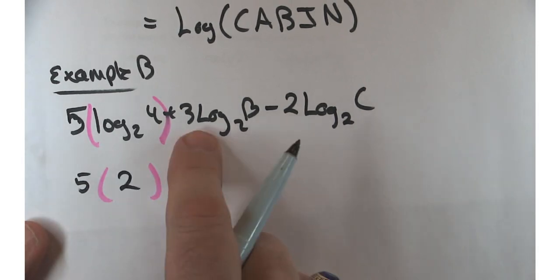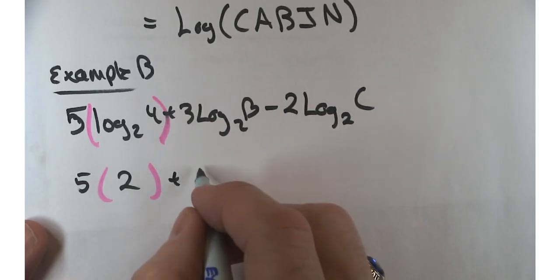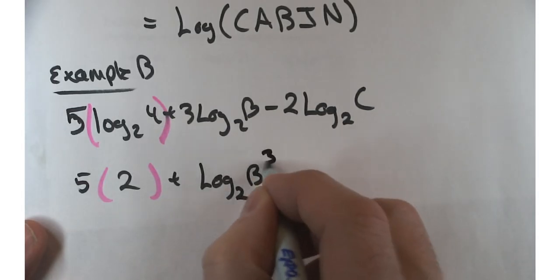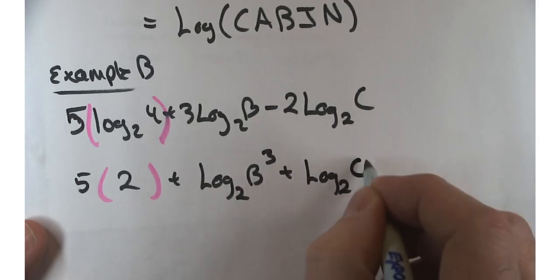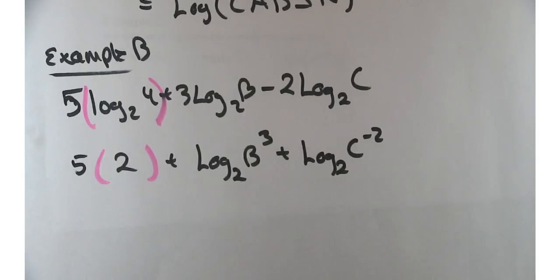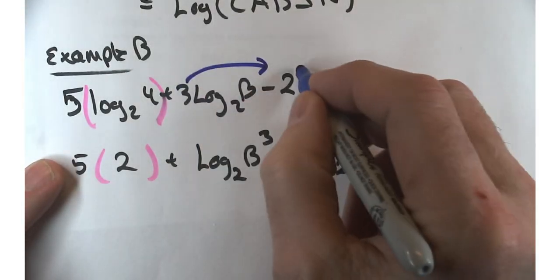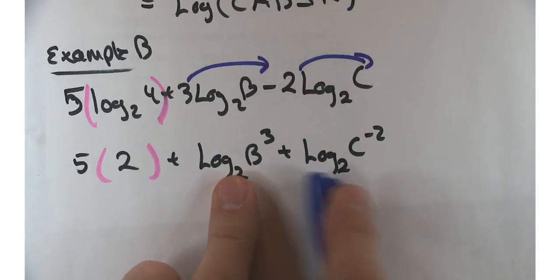As far as the rest of these things is concerned, I want to get rid of the coefficients. So I'll write this as log base 2 of B cubed plus log base 2 of C to the negative second. So what am I doing? I'm using our power rule in kind of the opposite direction. That comes up here as an exponent. That comes up here as an exponent. So looking better. I can bring these two terms together.